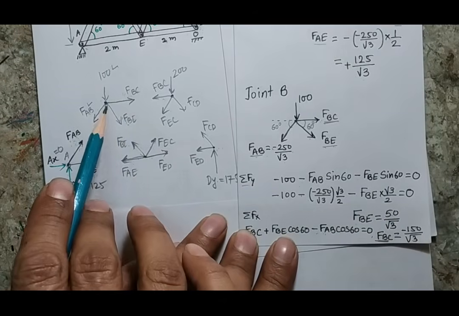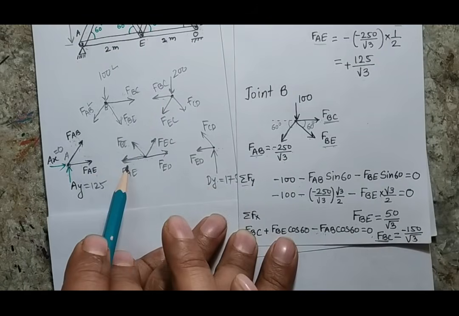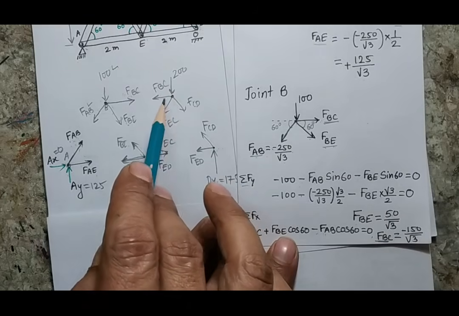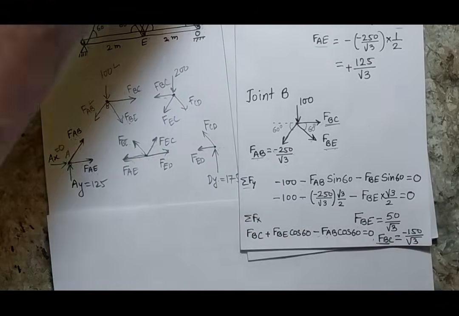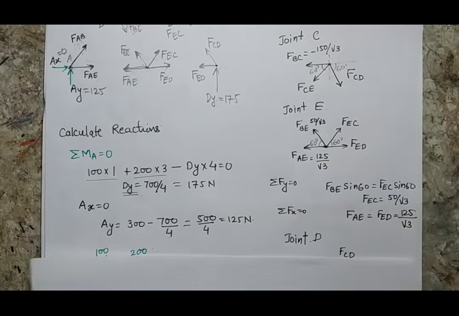Now I have two choices. I can move here or I can move here. When I will come here, I know that these two will be known and these two will be unknown. If I will go here, these two will be known and these two will be unknown. So now let's see that we have a choice. We can solve any of the two joints.